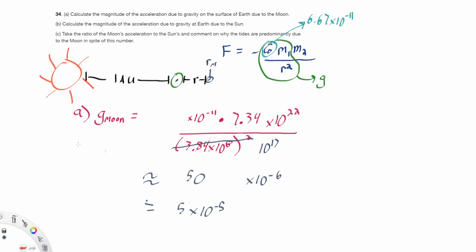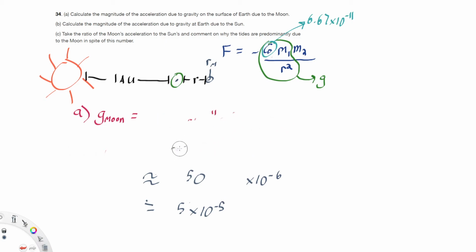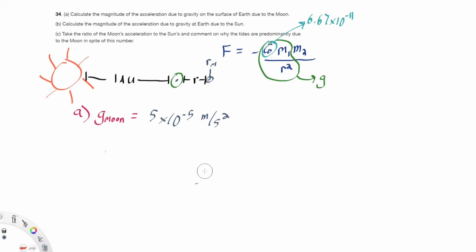I'm going to erase some of this and bring up this number so we can have room to do the sun. See, Yusuf plugged in all the numbers and he got 3.3 times 10 to the minus 5. So I think that approximation's pretty darn good. I was only off by 50%.